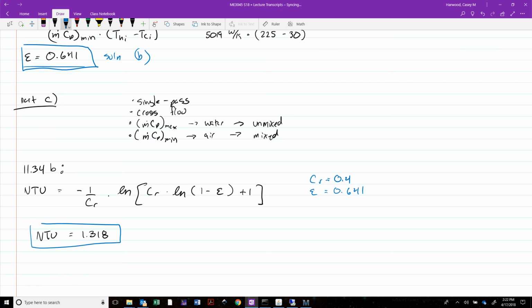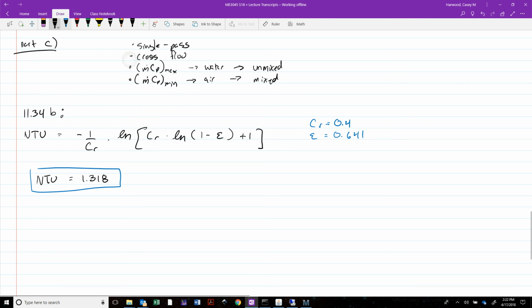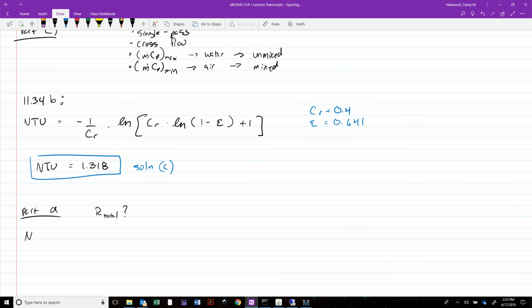Okay, so not a whole lot of physical meaning to attach to this. This is just a number to us right now. But let's not forget that from this number we can calculate some stuff that actually has some physical significance. So this is the solution to part C, and what we're left with now is part D, where we want to find the total thermal resistance. So to do this, recall that NTU is defined as 1 over R total times 1 over m dot Cp min.